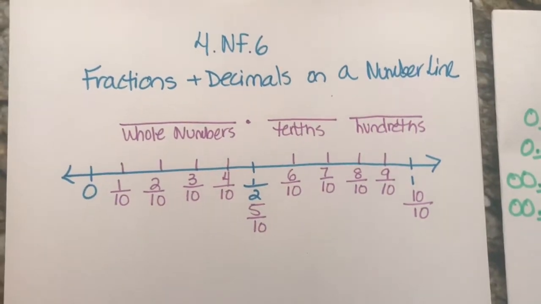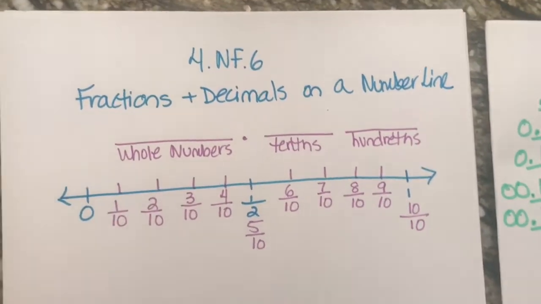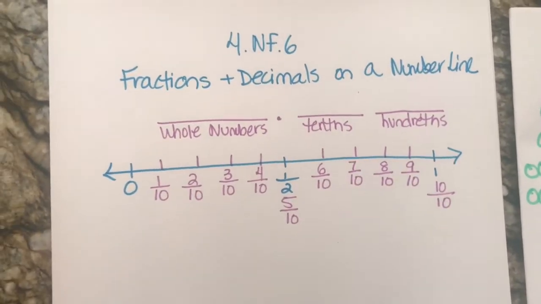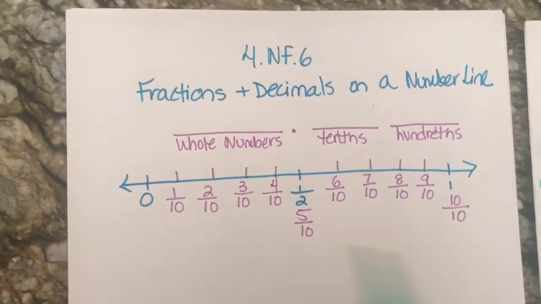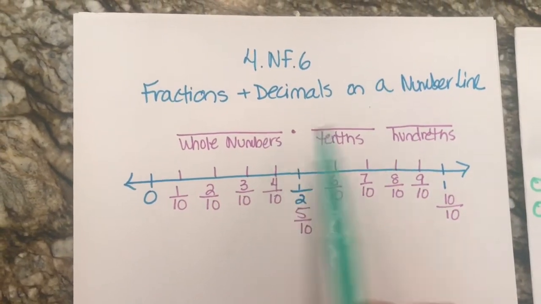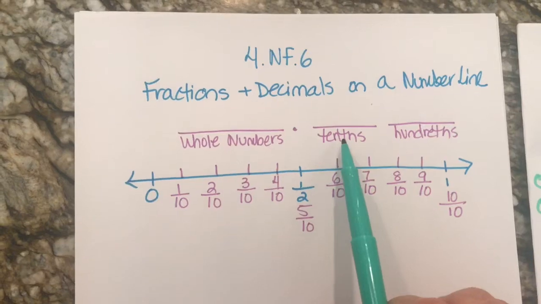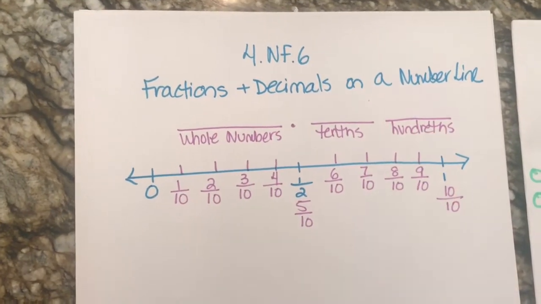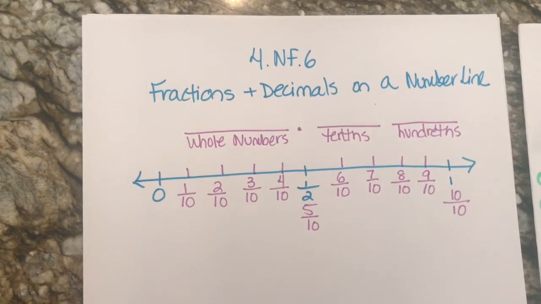Hey y'all, I'm here to talk to you about putting fractions and decimals on a number line. It's part of 4.NF.6. I just want to remind you of the place value chart: whole numbers are to the left of a decimal point. So there's our decimal point, and the first position is the tenths place, and the second one is the hundredths place. It's very important that you remember that when doing this.